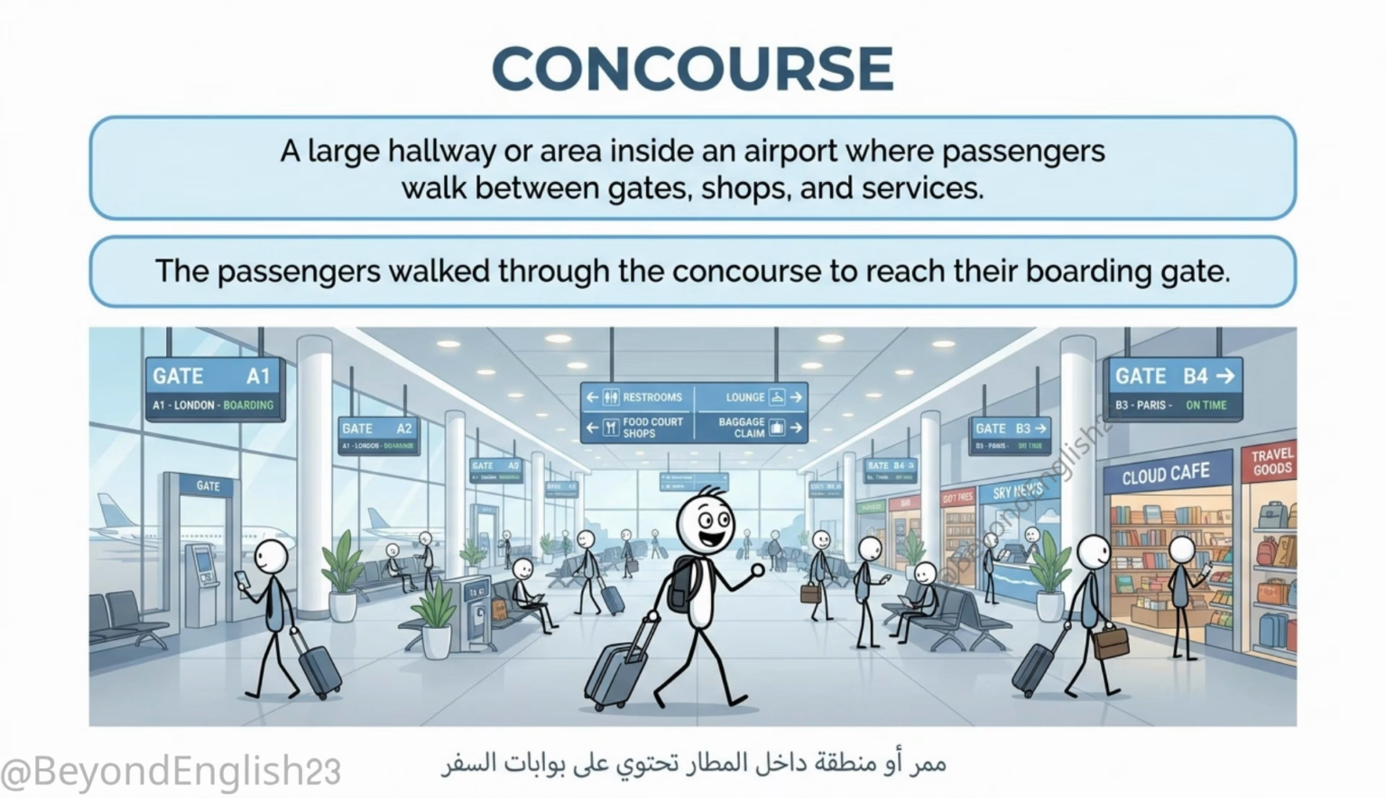2. Concourse. A concourse is a large area inside an airport terminal that connects passengers to multiple boarding gates. It usually includes shops, restaurants, seating areas, and other passenger services. Example, our boarding gate was located at the end of the concourse.